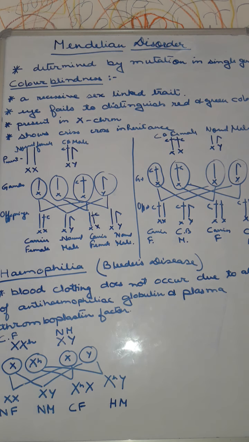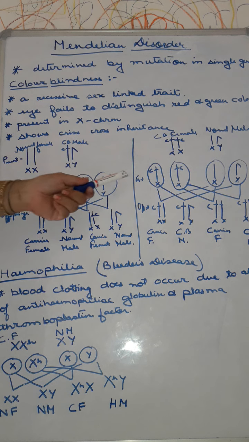So that type of question will come, so you have to cross them and find them in this particular ratio. Got it? Again, let's see the next example where the female is colorblind. Now you can see that here both the X chromosomes are possessing the small c gene, that means the colorblind gene, while the male is normal.